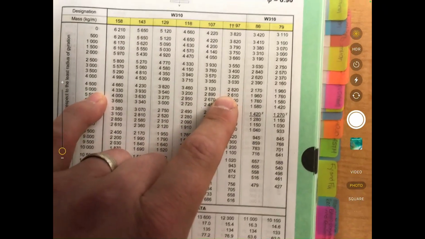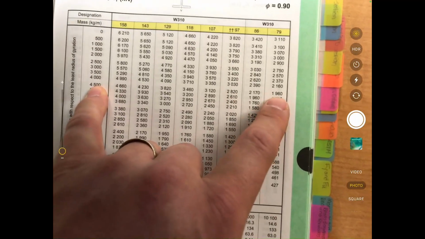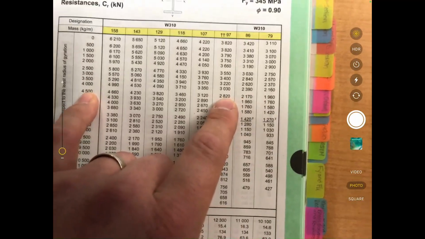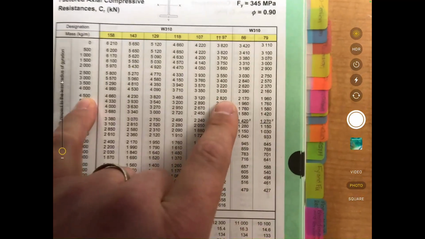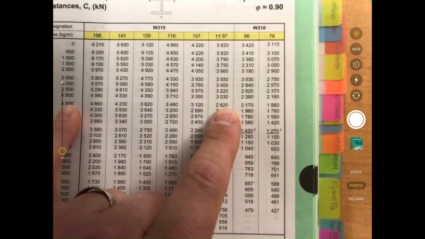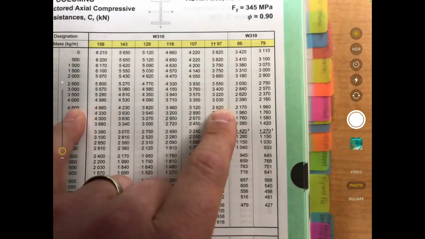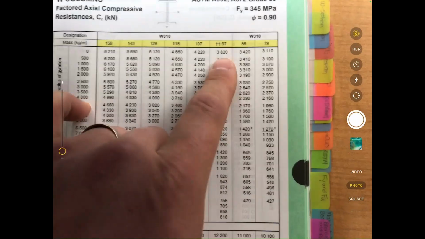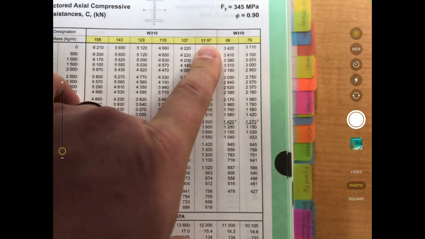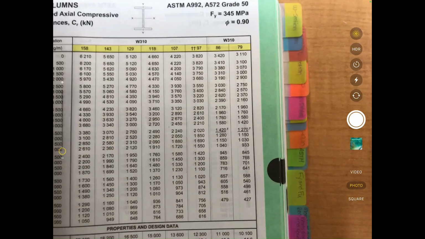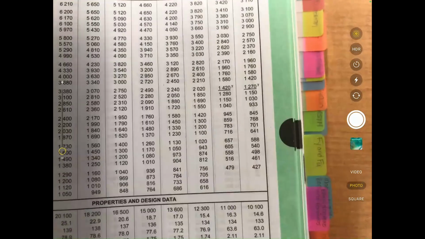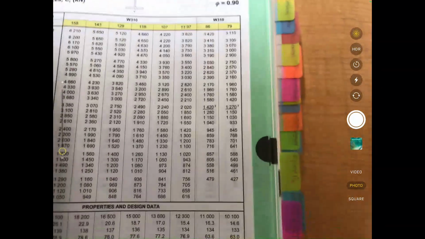and I'll find the 4500 line. I'll come across, and there's a 310 by 97 that has a compressive resistance of 2,820. That's bigger than for the 250 by 101. And what does it mean that this is 97? Is it heavier or lighter than the previous section? It's lighter. So it's stronger and lighter. That sounds like a good deal, right?